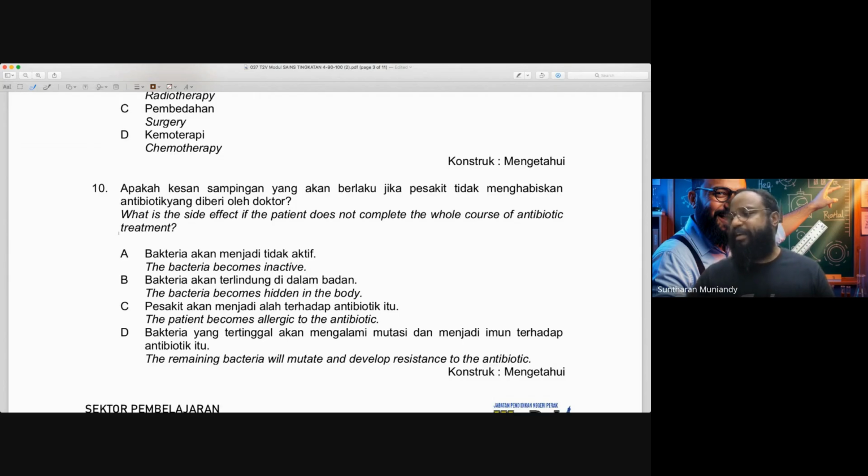Okay, the bacteria doesn't become inactive. The bacteria becomes hidden in the body. No, they are not hiding. The patient becomes allergic to the antibiotic. No, the remaining bacteria will mutate. There you go. That's the word that I was using.